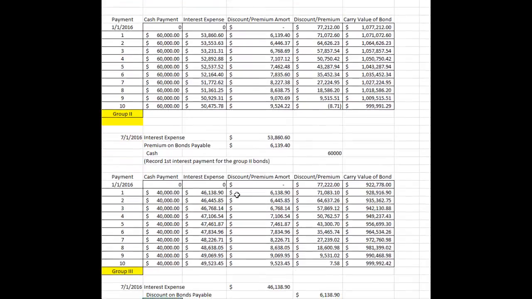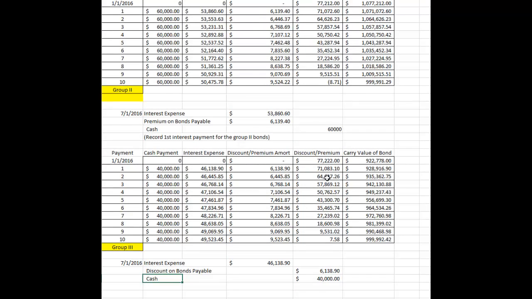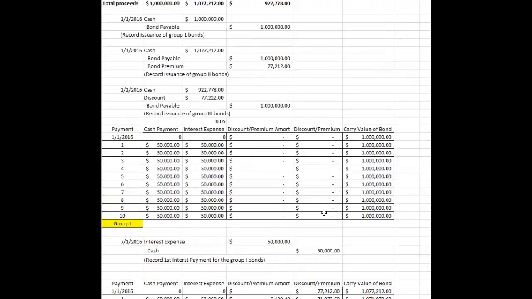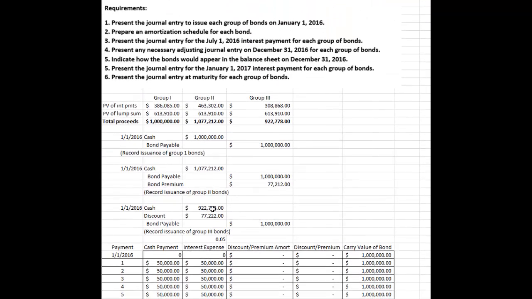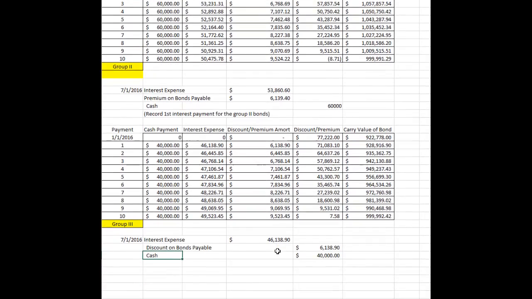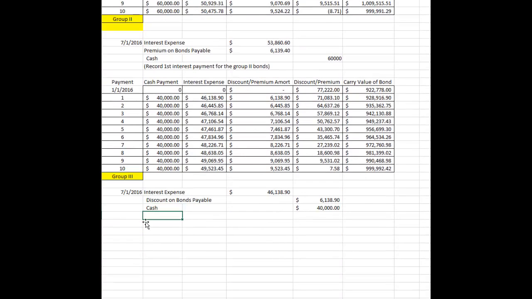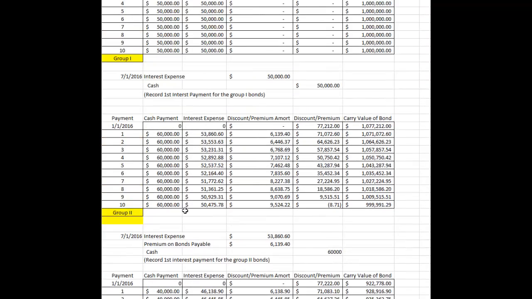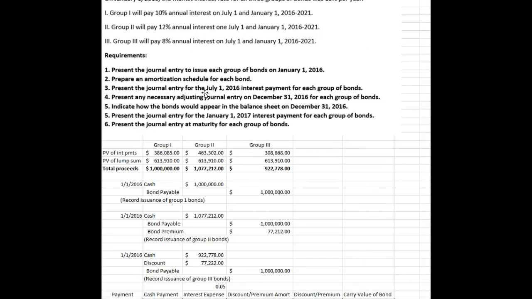And if we look at the amortization table, the discount, which is $77,222, gets smaller and smaller, and the only way to make it smaller, if it has a debit balance, is to credit it. So that's why we're going to credit this amount. So the description here would be to record the first interest payment for the Group 3 bonds. And that answers all of the requirement 3 portion of the problem.